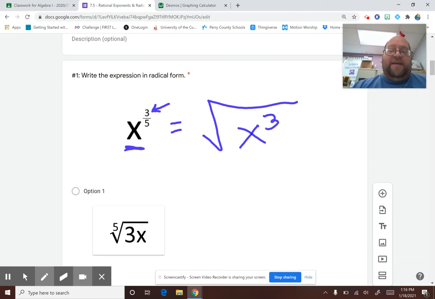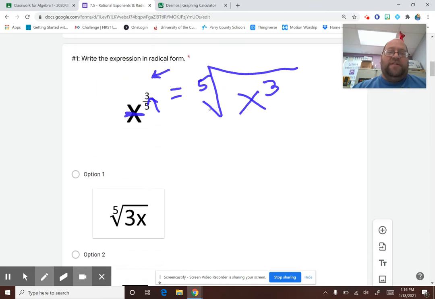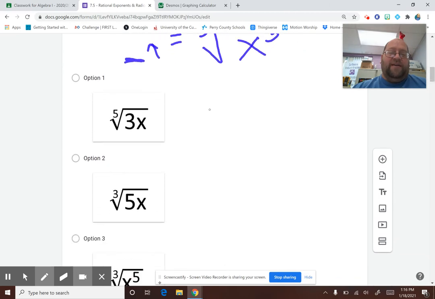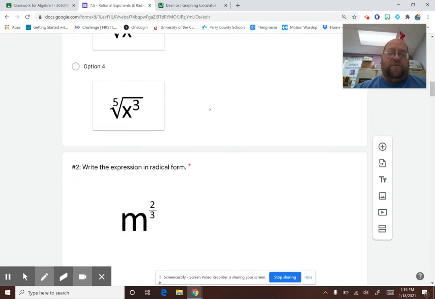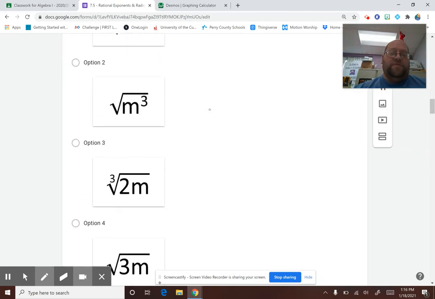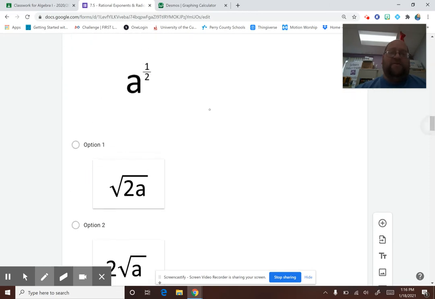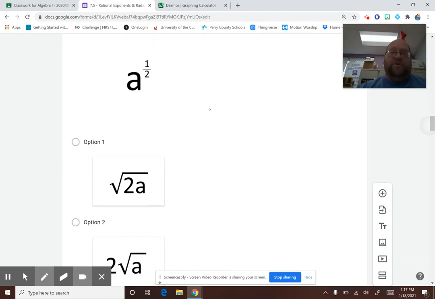And then the last, but certainly not least, is this denominator right here, which is actually going to go right here as my index. Okay, so if you look at this, you're going to hopefully see that answer. The 5th root of x to the 3rd is the way you really read that. So there you can see that particular answer is option number 4. Okay, so you're going to do the same thing on number 2. It's not really any different. This one you're going to do the same thing again. You're just going from a rational exponent to a radical.